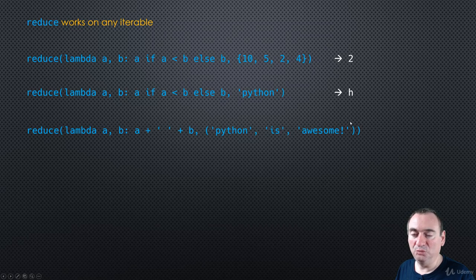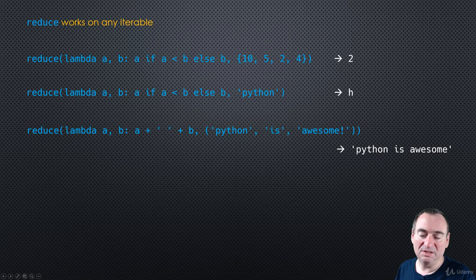So here I'm passing a tuple, which again is an iterable. And so the first element is Python. So Python, and then what are we going to do? Well, that's going to be our result. Our result is going to be Python, plus a space plus the next element. So plus is. So we're going to get Python space is. Then we apply again, we're going to get Python space is space awesome. And so we end up with Python is awesome.